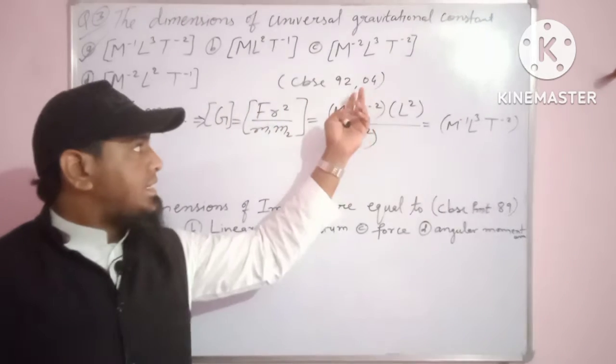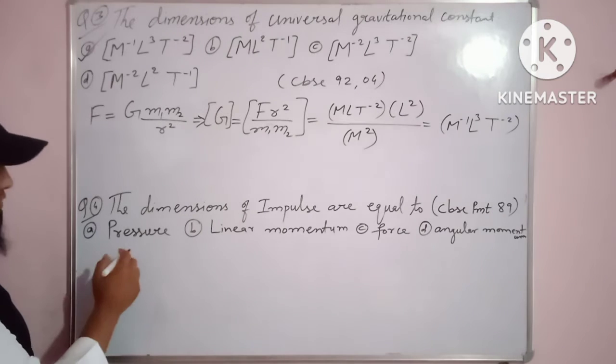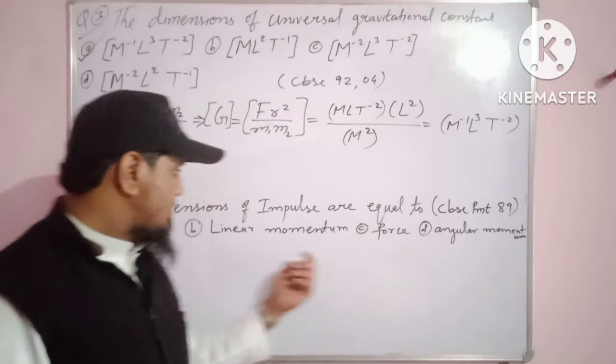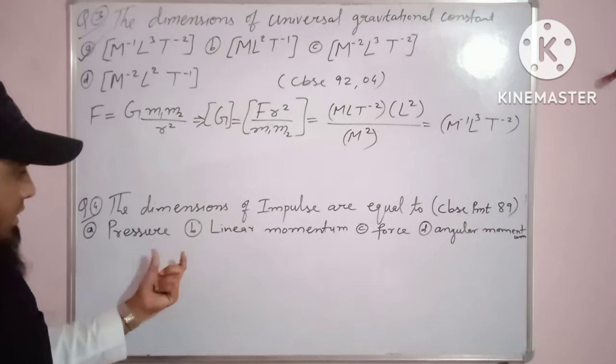1992 and 2004. Then the fourth question: the dimensions of impulse are equal to. Here they have not given the dimensions, but they have given the other physical quantities.